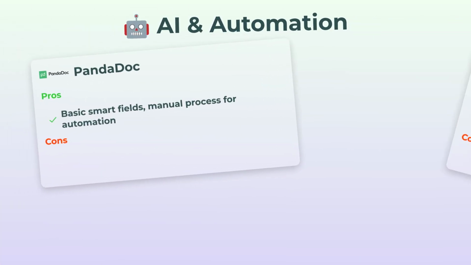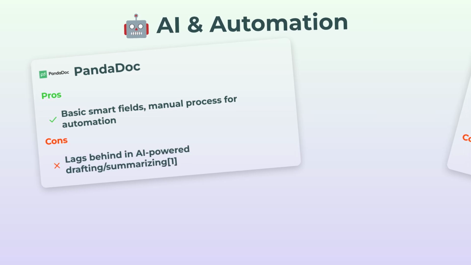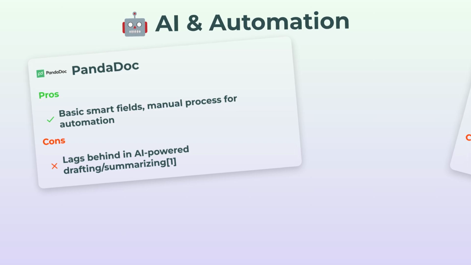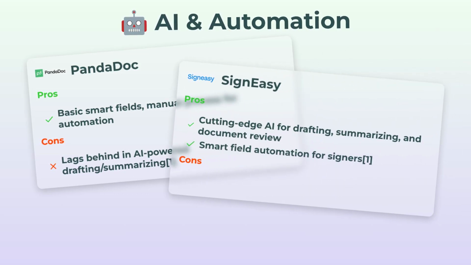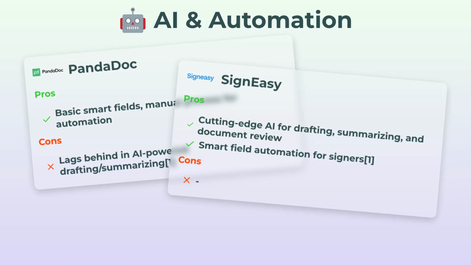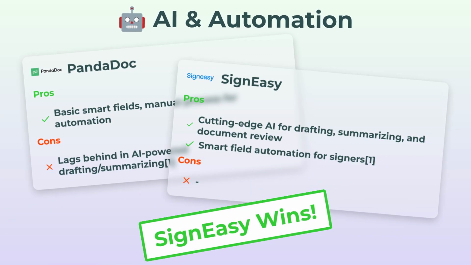Onwards to AI and automation. If you love AI features, this is where the gap is kinda huge. PandaDoc? Sure, it's got smart fields, but most automation is manual and the AI-driven stuff is a bit behind the curve in 2025. Now SignEasy, you know when marketers say cutting edge, well, they back it up. The AI helps you draft, summarize, review docs, and even automates smart fields for signers. That's seriously useful nowadays. Pretty clear win for SignEasy.